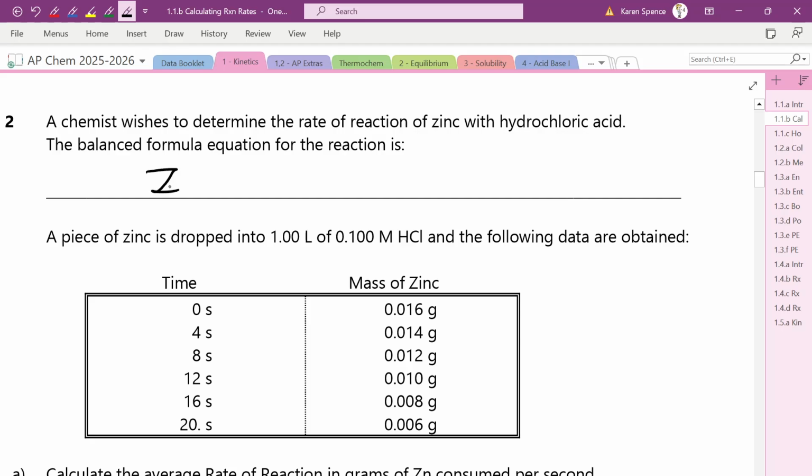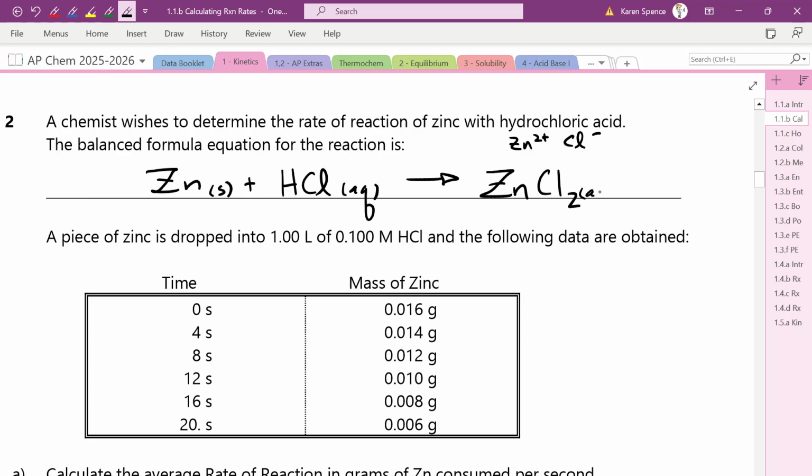So if we have zinc and it reacts with hydrochloric acid, HCl, what state is zinc? Solid. And if we have an acid, what state are acids? Aqueous. What type of reaction is this? Single replacement. So we will end up with ZnCl2 because Zn is 2+ and Cl is -1. What state would that be? Aqueous. And what's our other product? H2, and that is a gas.